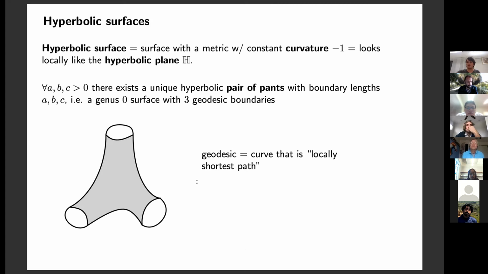These surfaces, there's a combinatorial way to build them. Actually, there are building blocks for hyperbolic surfaces. They're called hyperbolic pairs of pants. And a nice fact is that a hyperbolic pair of pants is just a sphere with three geodesic boundaries. And the nice fact is that if you specify the length of the boundaries, there is a unique hyperbolic pair of pants with these boundary lengths.